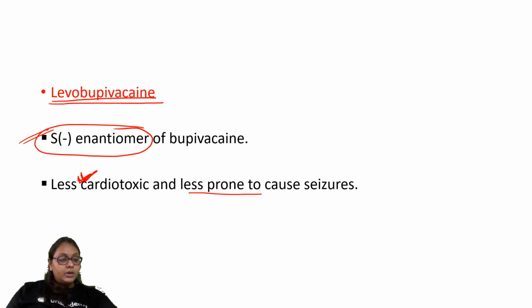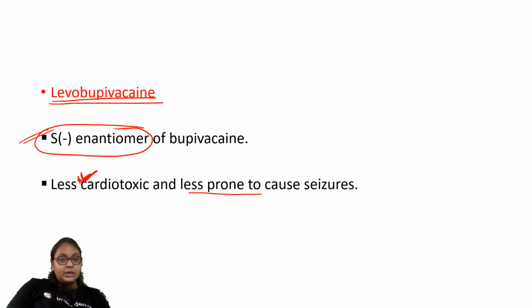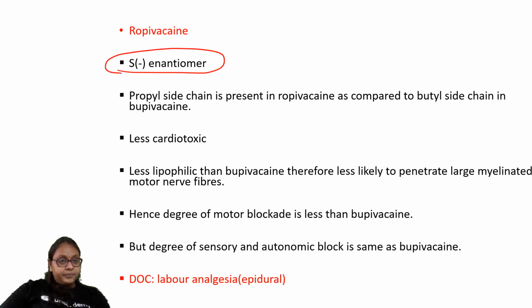Is it clear? Is it clear, friends? Any doubts in this? Okay, so bupivacaine has two forms, R and S. It was the R form which was responsible for cardiotoxicity. So what did we do? Levobupivacaine. What is the difference between levobupivacaine and bupivacaine? Levobupivacaine is the S enantiomer, and as it is the S enantiomer, it is less cardiotoxic and less prone to cause seizures. Similarly, ropivacaine is also an S enantiomer.